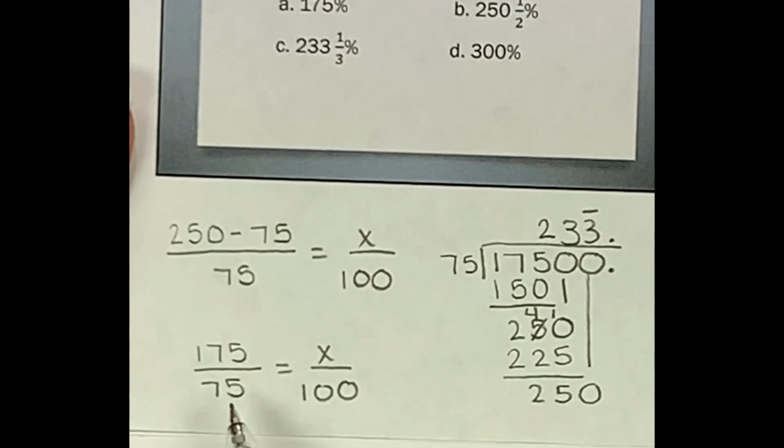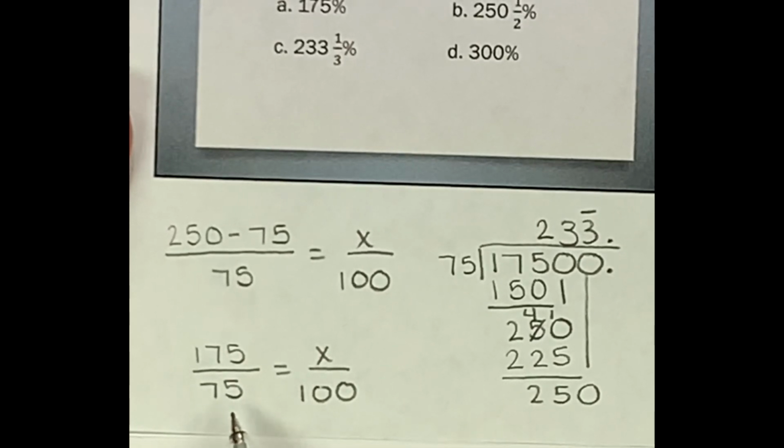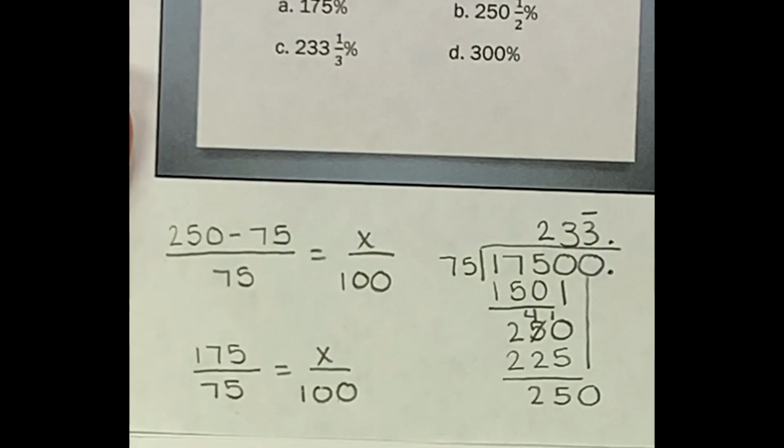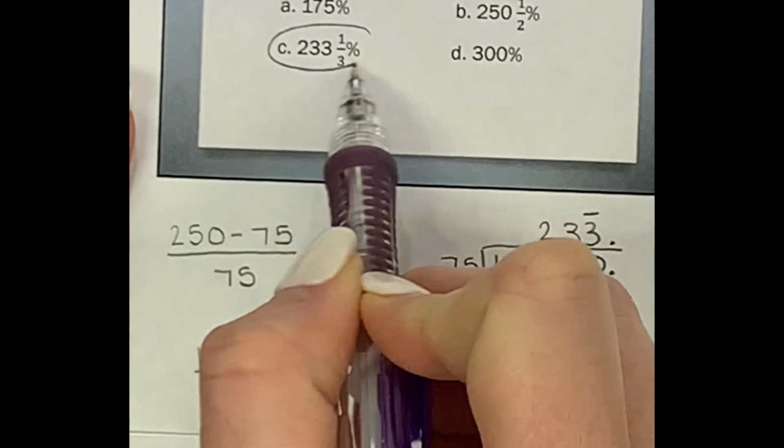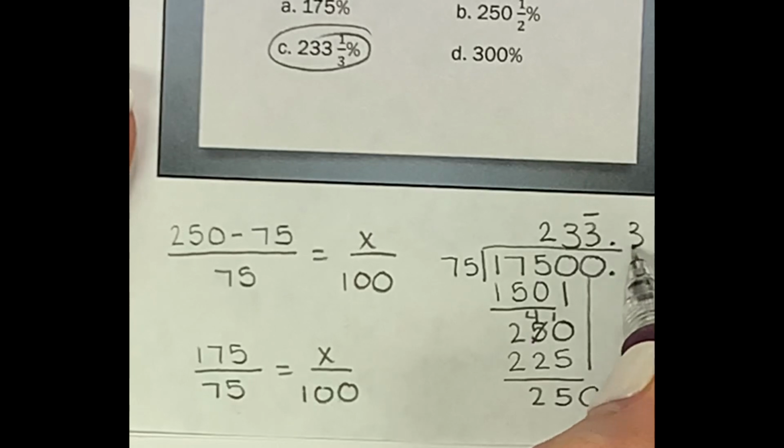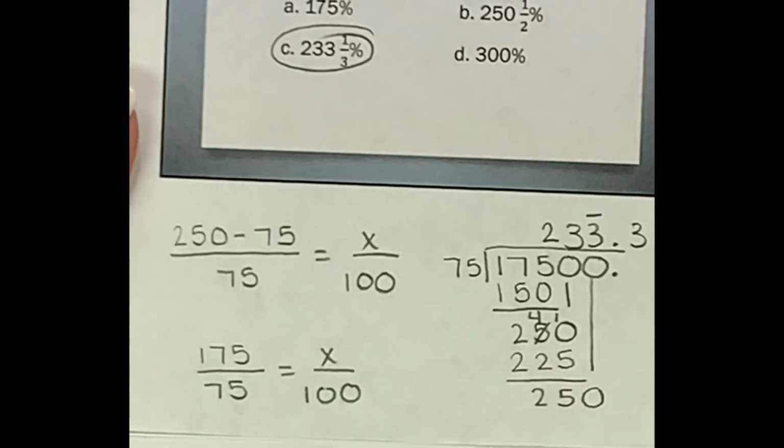They originally paid $75. And then you just solve it like a normal proportion. So I did 100 times 175 divided by 75. And so I only see one answer that has 233 in it, but 0.3 is 1/3.